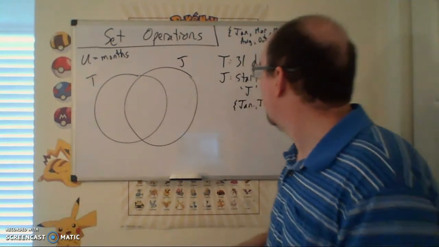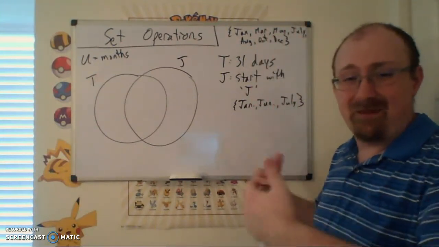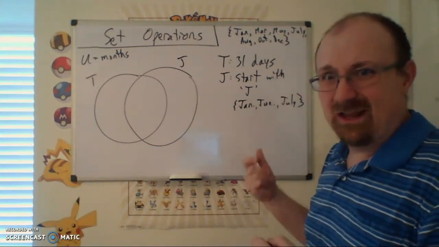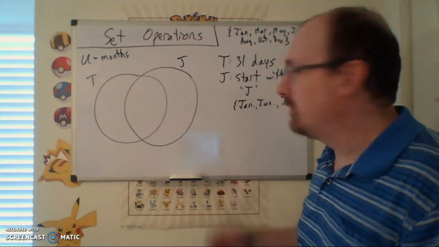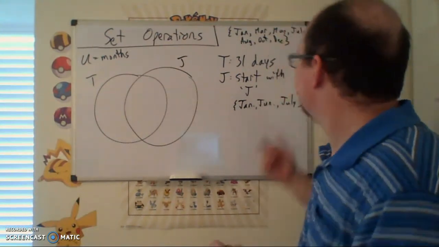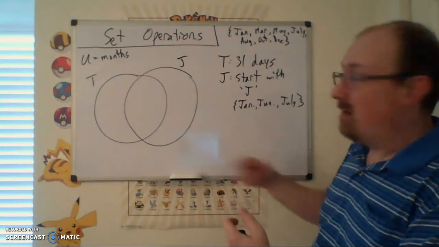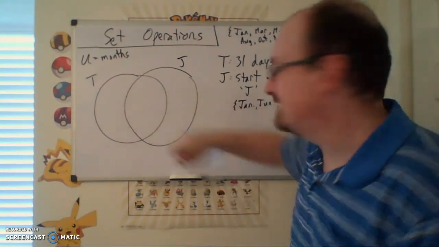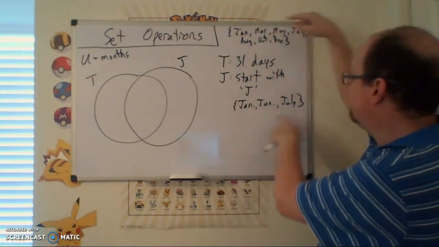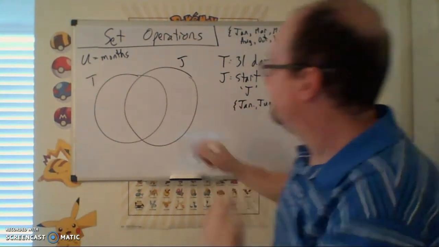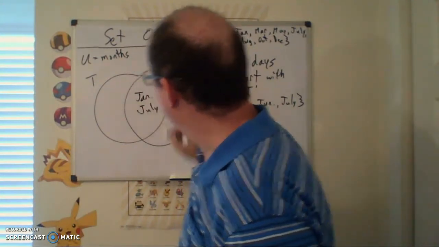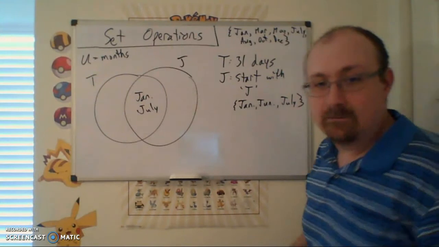So now if I were trying to fill in my diagram, I usually do what I call an inside-out approach. I look and see what belongs on the inside of this thing right here. In this instance, what do they have in common? That's the intersection of my two sets, right? If I look, January shows up in both sets. So does July. So I know those two belong right there.